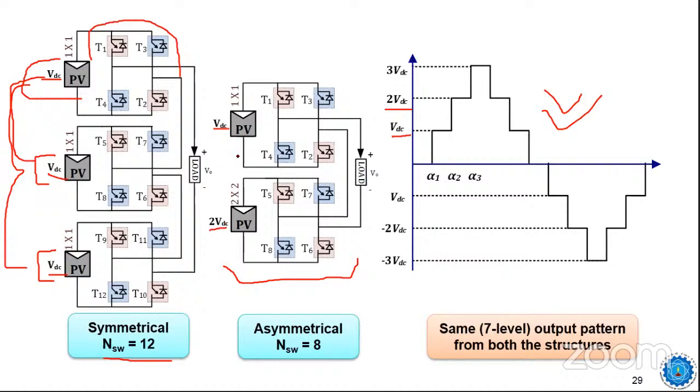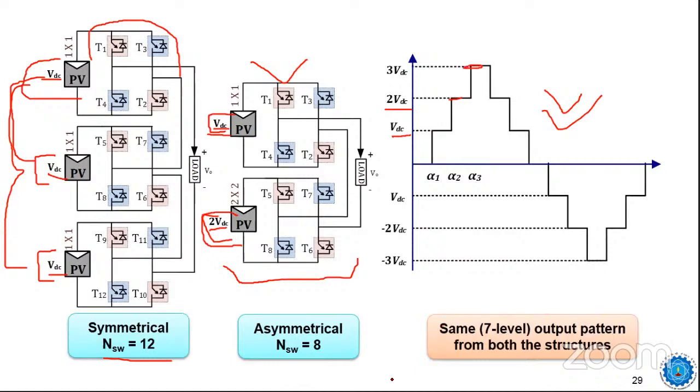So if you consider an asymmetrical type of multi-level inverter, if this is VDC and this is 2 VDC, you can still produce the required 7 level output. How? Now the first level can be produced by this first module, that is VDC. When only the second module works, that will produce 2 VDC. And when both modules work in combination, then your output will be 3 VDC.